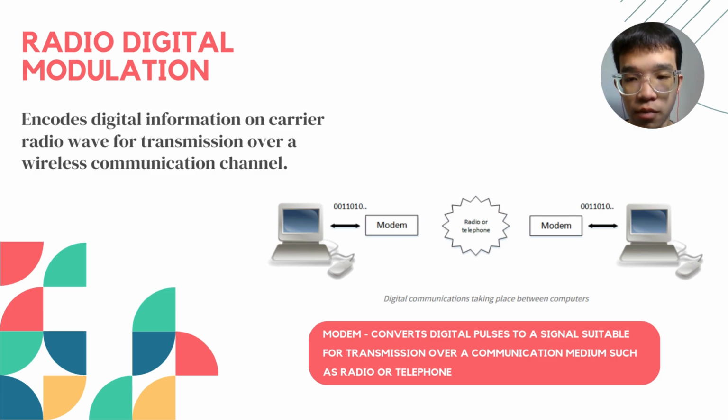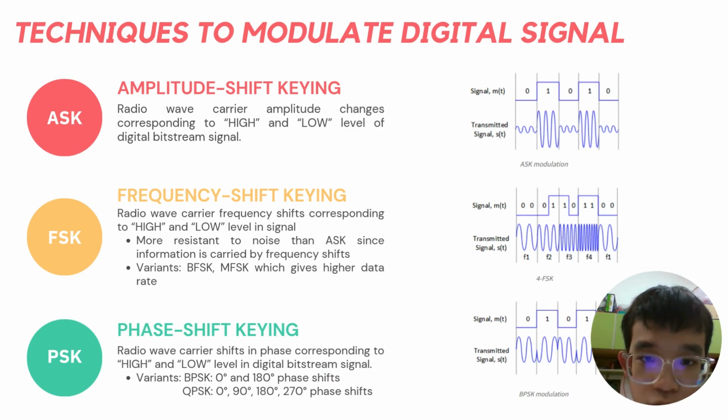Radio digital modulation means that it encodes digital information on a carrier radio wave for transmission over a wireless communication channel. As you can see from the diagram, the modem acts as a conversion medium that converts digital pulses to a signal suitable for transmission over a communication medium such as radio or telephone. Okay, so now I'll talk about techniques to modulate a digital signal.